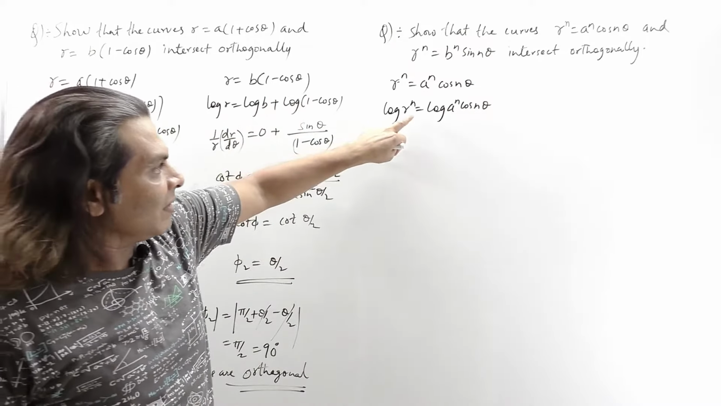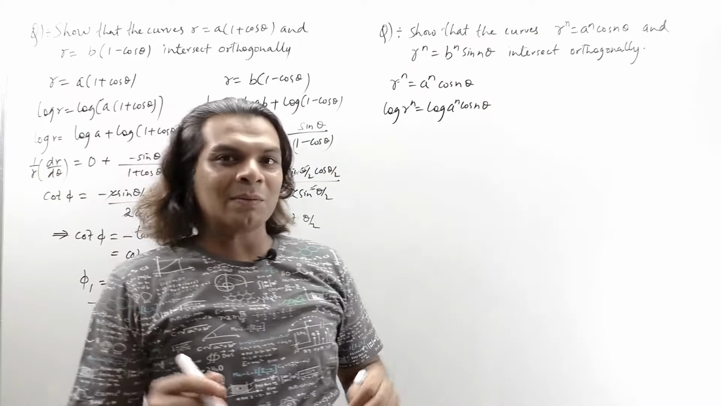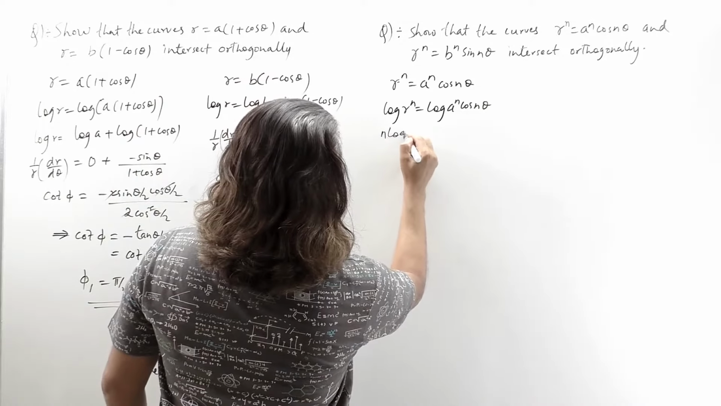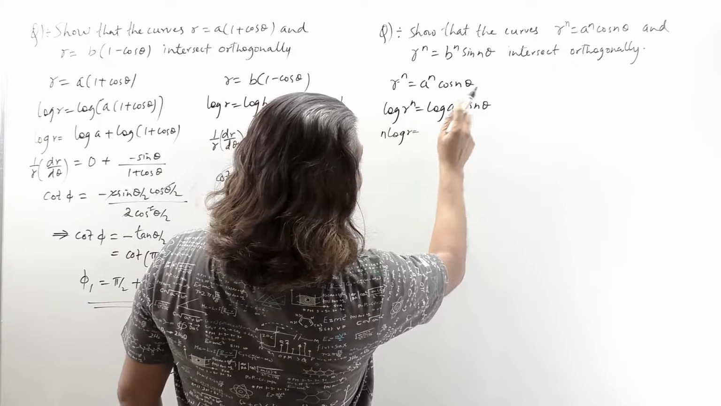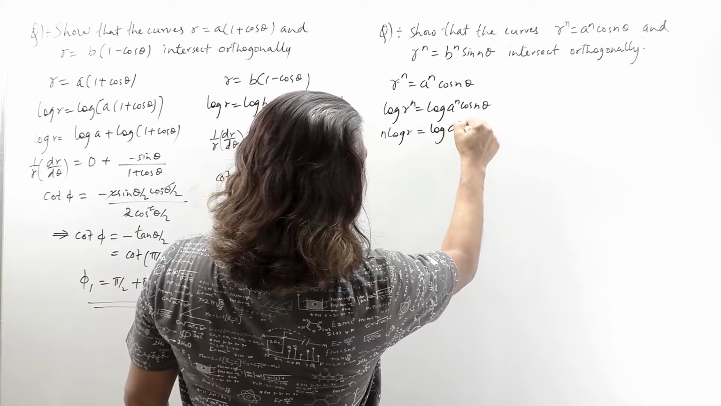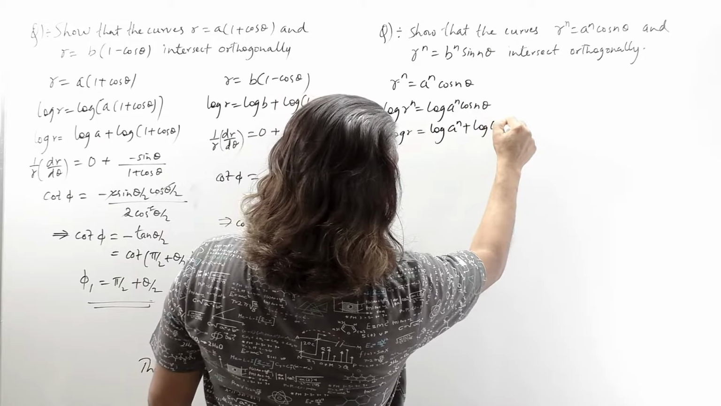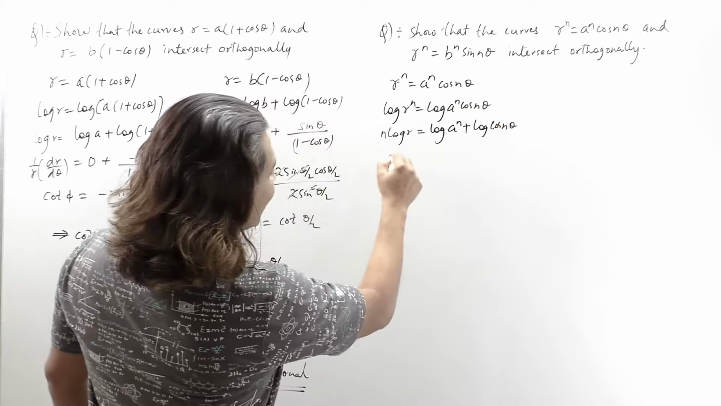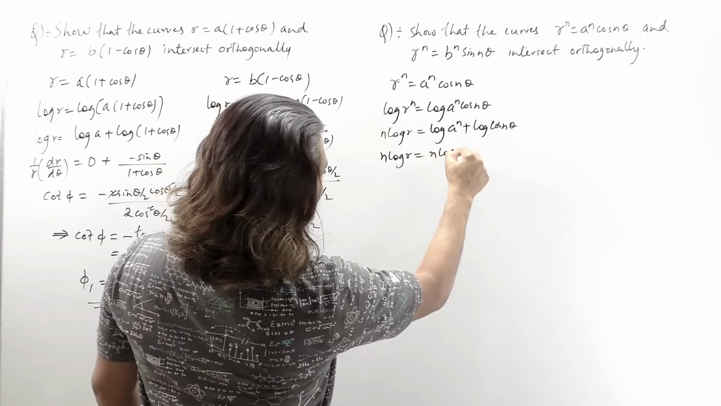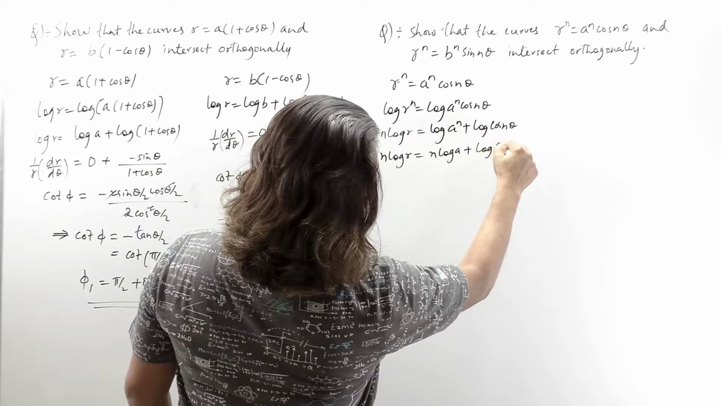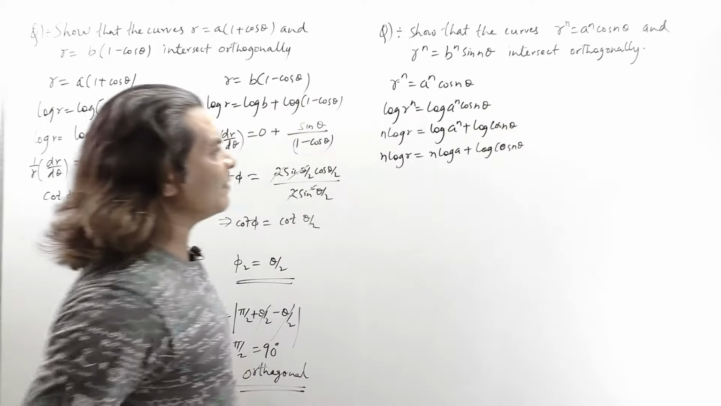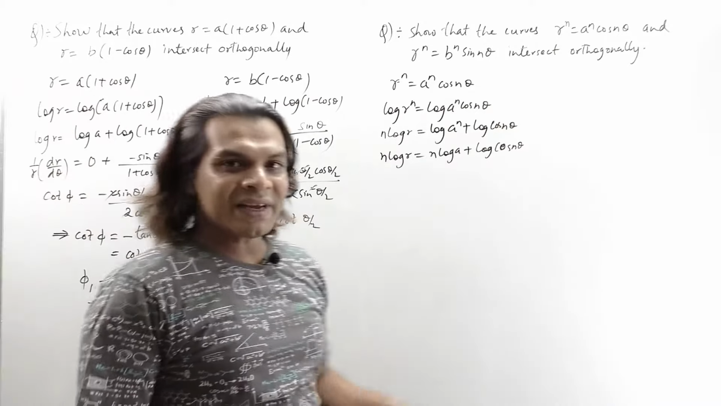Again, what is it? Log r to the n. Therefore, the formula log a to the k is always k log a. So, n into log r is equal to, again, log a into b is how much? Log of a plus log of b. So, that means n log r is equal to n log of a plus log of cos of n theta. This is what we have. Fine. Now we can differentiate.